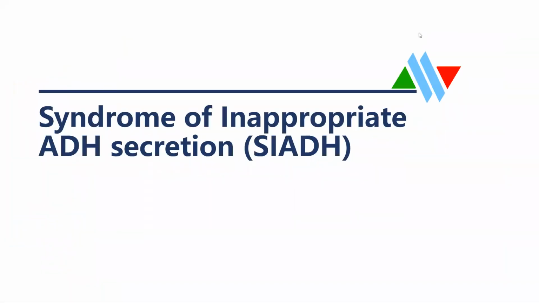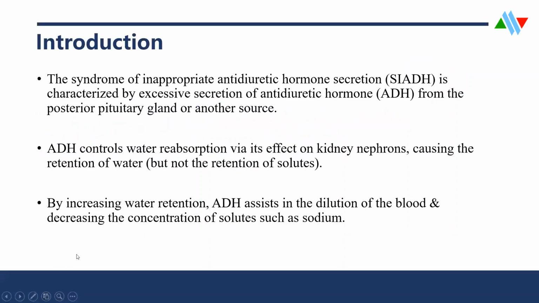So we want to look at syndrome of inappropriate ADH secretion, which is an important endocrine disorder that occurs as a result of a problem in the posterior pituitary, basically in the production of vasopressin, or what we know as antidiuretic hormone. As an introduction, the syndrome is characterized by excessive secretion of antidiuretic hormone, and that's why we are calling it syndrome of inappropriate ADH secretion.